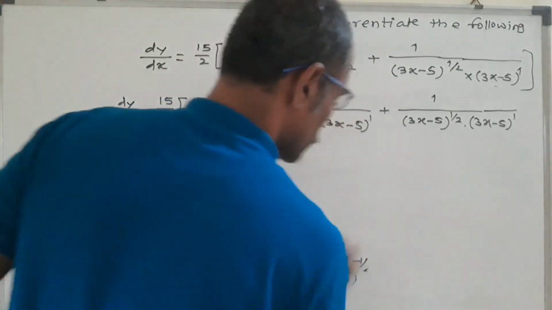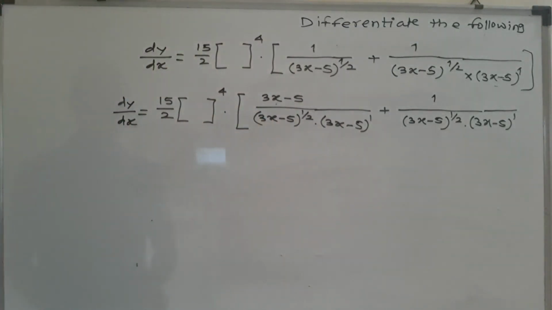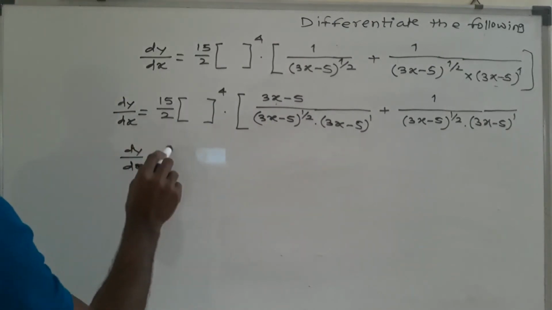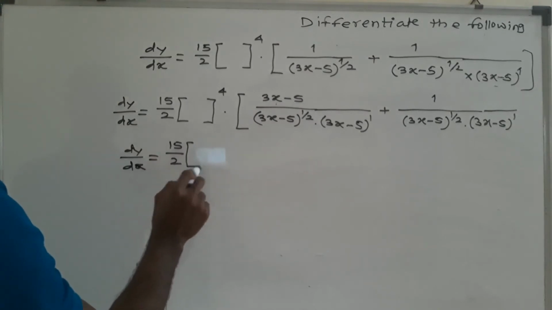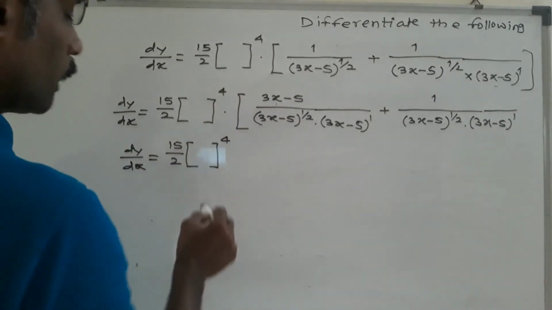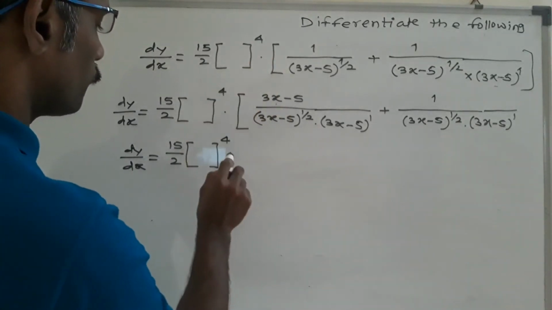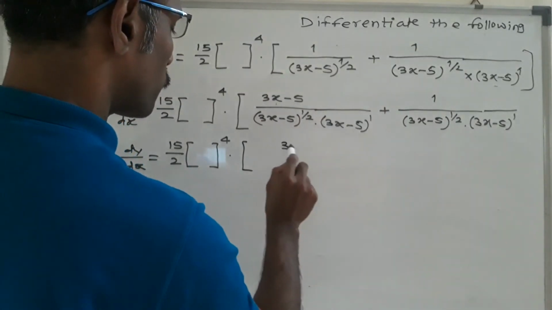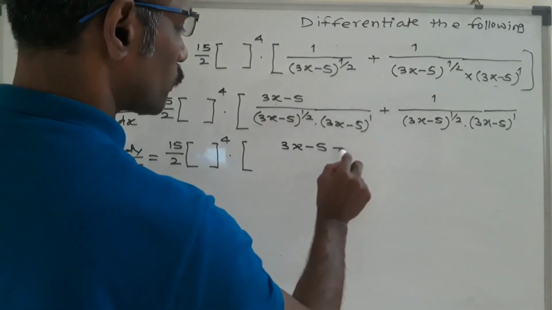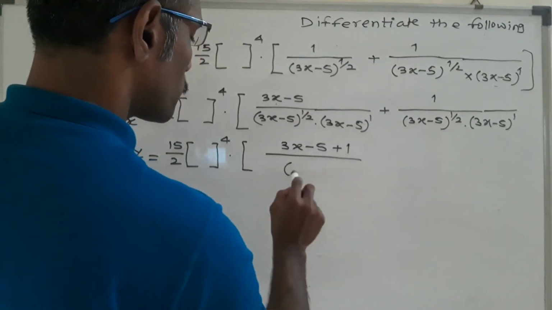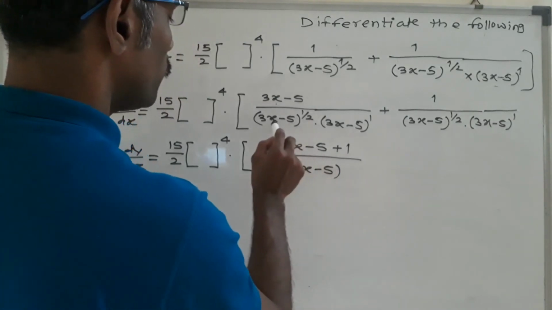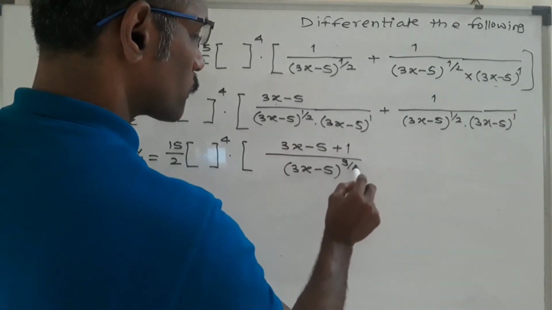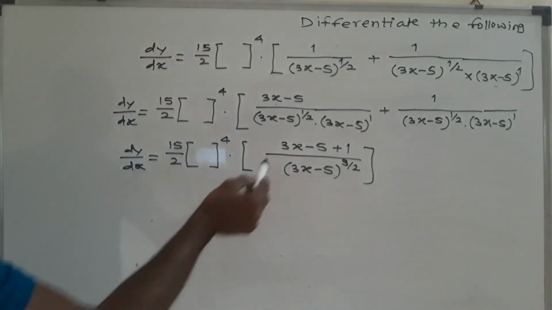Now, next important step, see there, now here dy upon dx is equal to 15 upon 2, this same bracket, I told you, write this same bracket everywhere. Now here, denominators are equal, therefore add or subtract numerators. Now here addition upon, now instead of this (3x minus 5) raised to 1 upon 2 into (3x minus 5) raised to 1, I will write here this way. This is our next step.